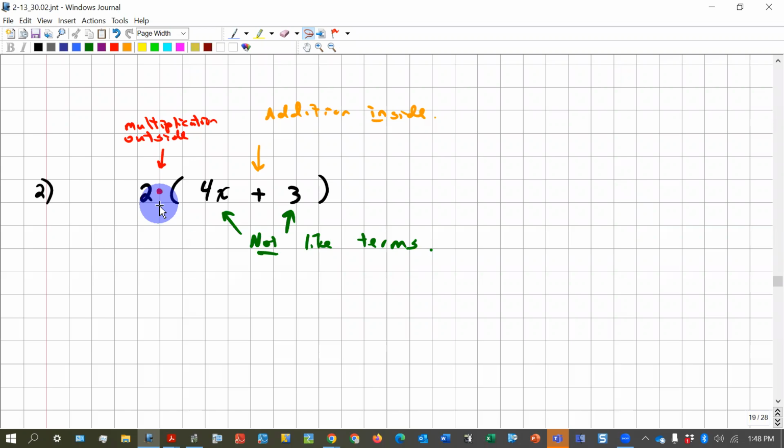We have multiplication outside, we have addition inside, but they're not like terms. So we are unable to do that addition, but the distributive property allows us to do the multiplication. We have to multiply the 2 by the 4x and plus we need to multiply the 2 by the 3. So we'll have 8x plus 6. And we can cheat, we can do both of those multiplications at the same time because addition comes later.